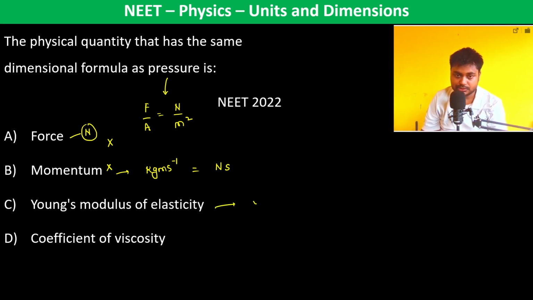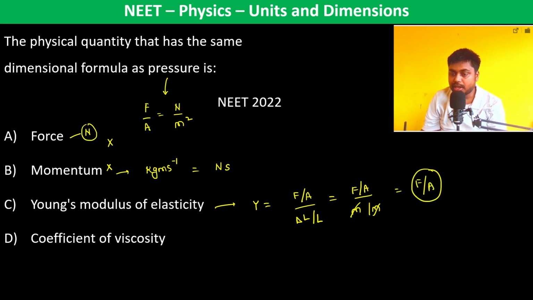Young's modulus of elasticity, Young's modulus is F by A over delta L by L. So now this is F by A, and delta L by L is meter by meter, which cancels out. So therefore the dimension is going to be F by A only. So therefore yes, C is going to be the answer.